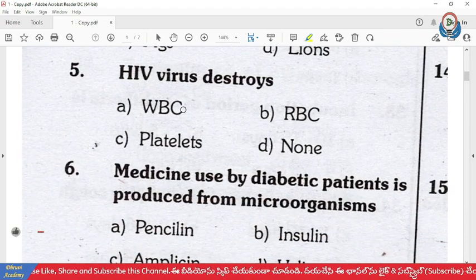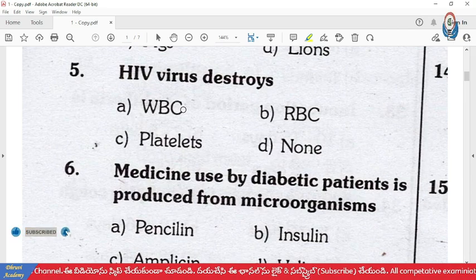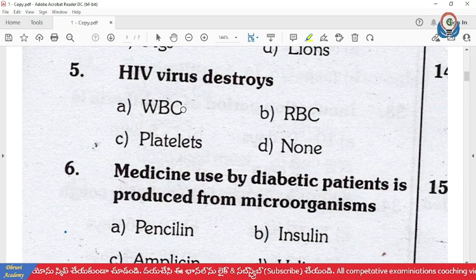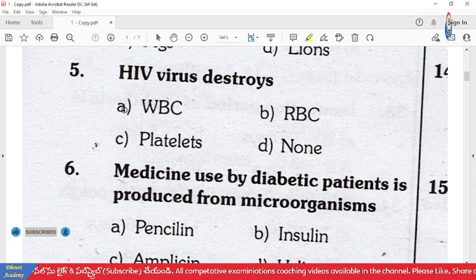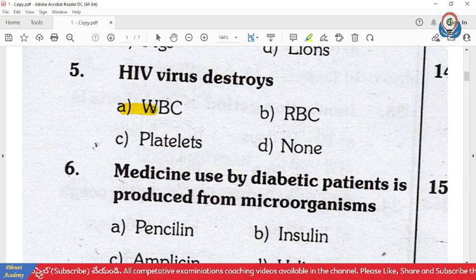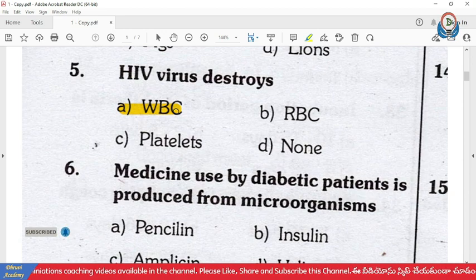Next, HIV virus destroys A WBC, B RBC, C platelets, or D none. HIV destroys WBC, nothing but white blood cells. Our immunity becomes low when we get the HIV virus. It is WBC.